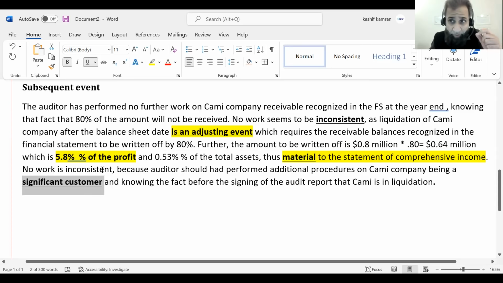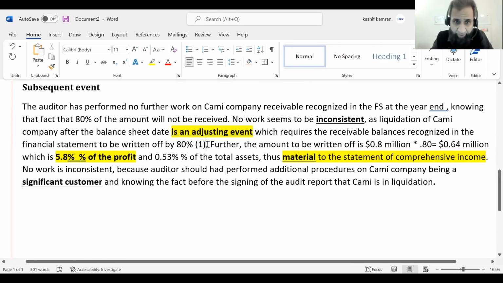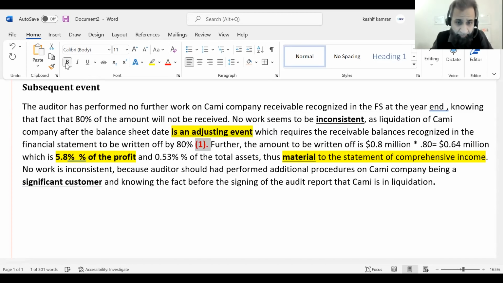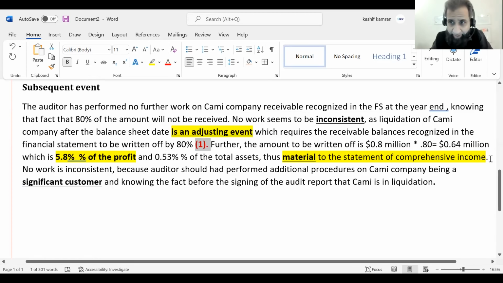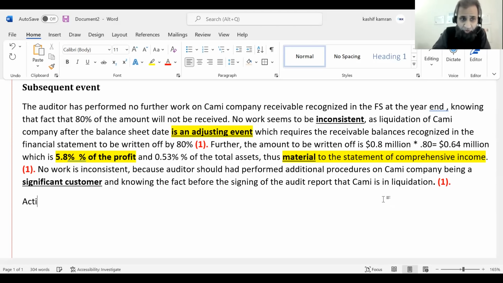Every comment will give me 1 mark. So my first comment is up to 80%. Being an adjusting event, it should be written off. So I will get straight away my 1 mark here. My second mark is on materiality. My third mark is that Kemi is a significant customer, and that is the reason further work should be performed. So how many marks have I gained on justifying that the evidence gathered by the auditor is inconsistent? 3. Then I change the paragraph and I write my actions and procedures.